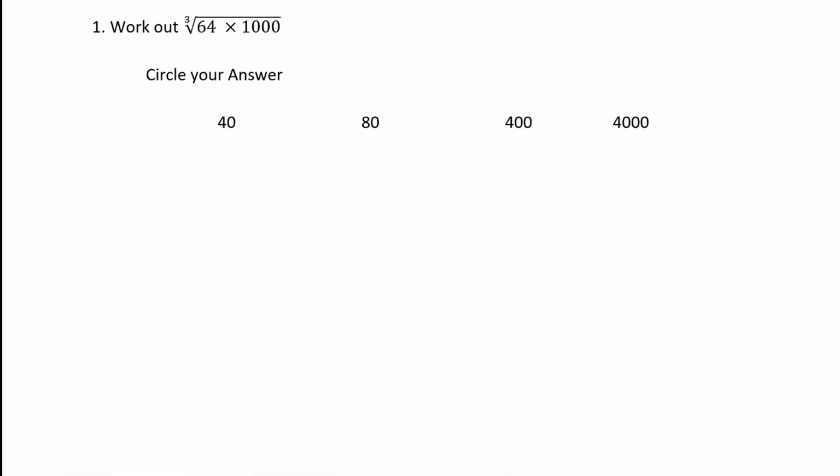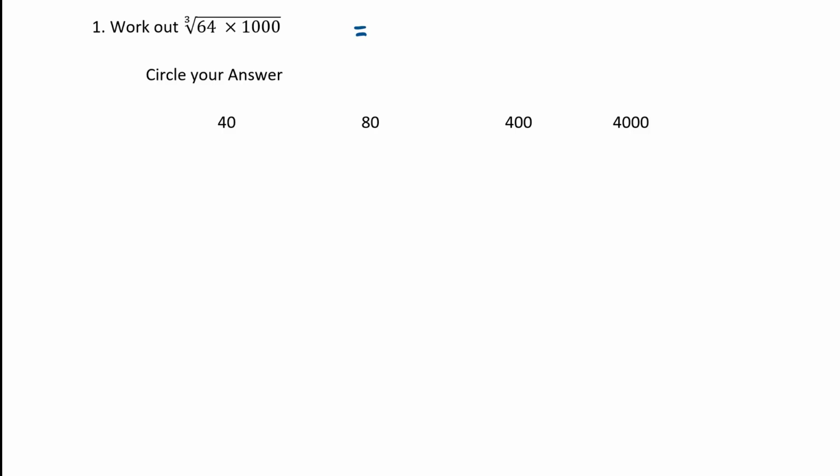Work out the cube root of 64 times 1000. Now I could multiply those two things together. It's not going to help me very much here, is it? I would suggest for your non-calculator paper that you remember the first 10 cube numbers, so you're able to answer questions like these without too much trouble. So let's have a look at this.